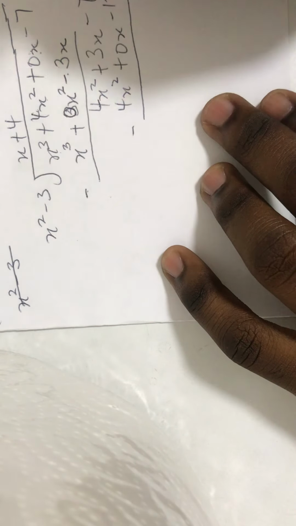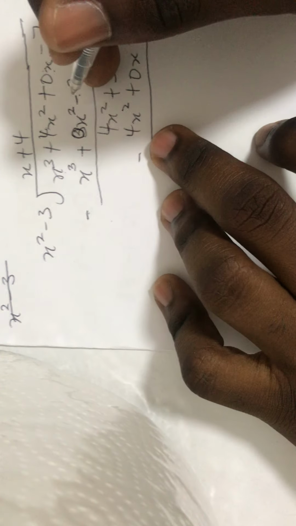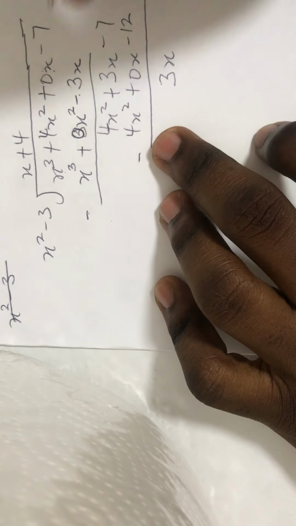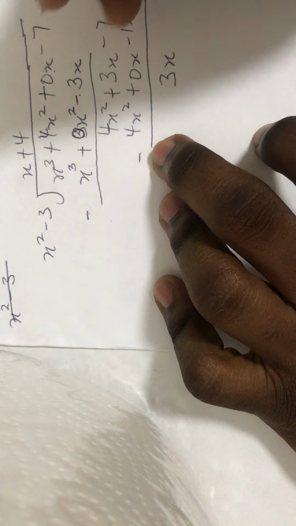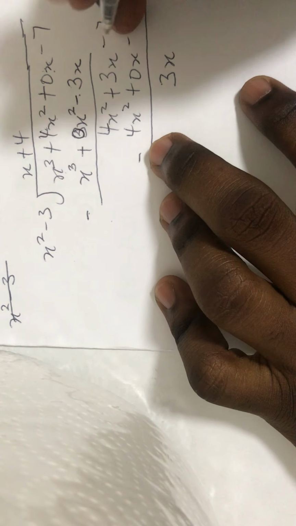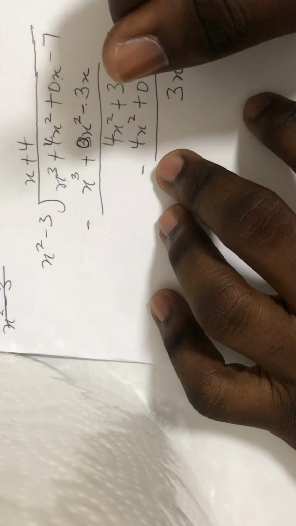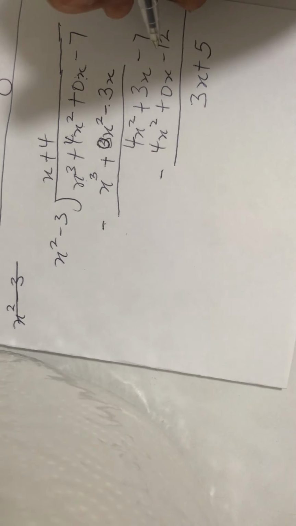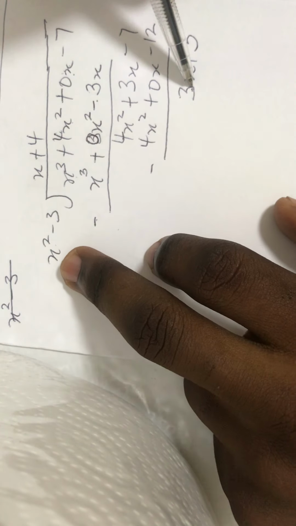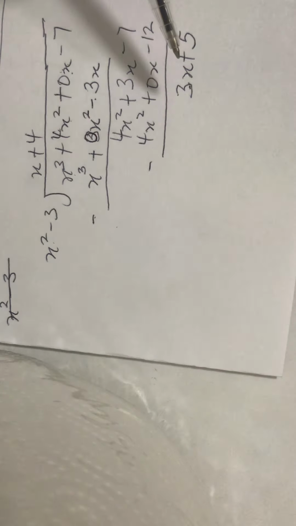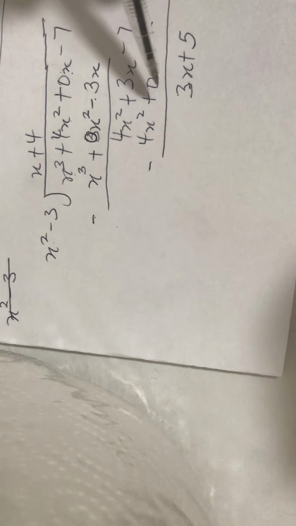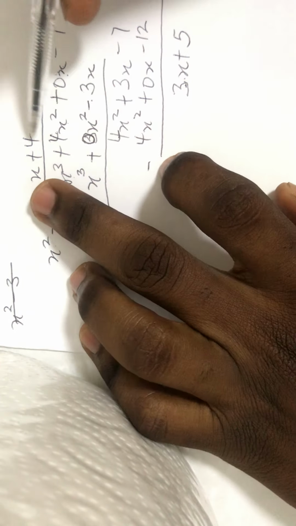So now subtracting, we'll have this going away, we'll have 3x standing, and then we'll have positive here. So now it will become positive 12 minus 7, so you have plus 5. So now this can't divide this again, so now this becomes your final answer. So now you have a remainder, and then you have the quotient.